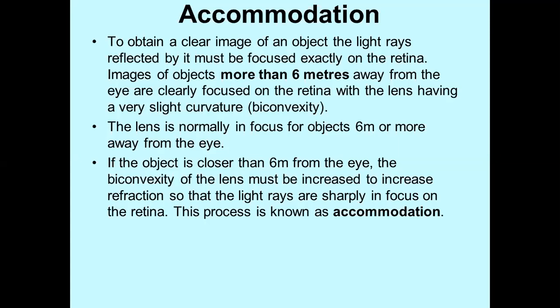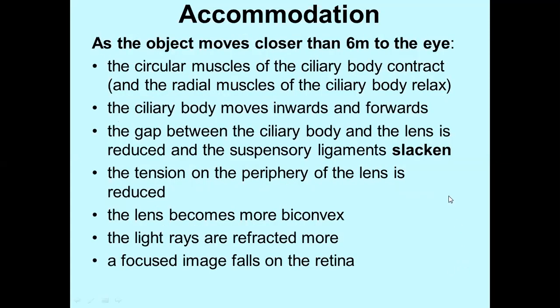If the object is closer than 6 meters from the eye, the biconvexity of the lens must be increased to increase refraction, to focus the light rays on the retina. That process is known as accommodation: the changing of convexity of the lens as one looks at an object closer and closer than 6 meters. Please note how to spell accommodation, double C, double M.